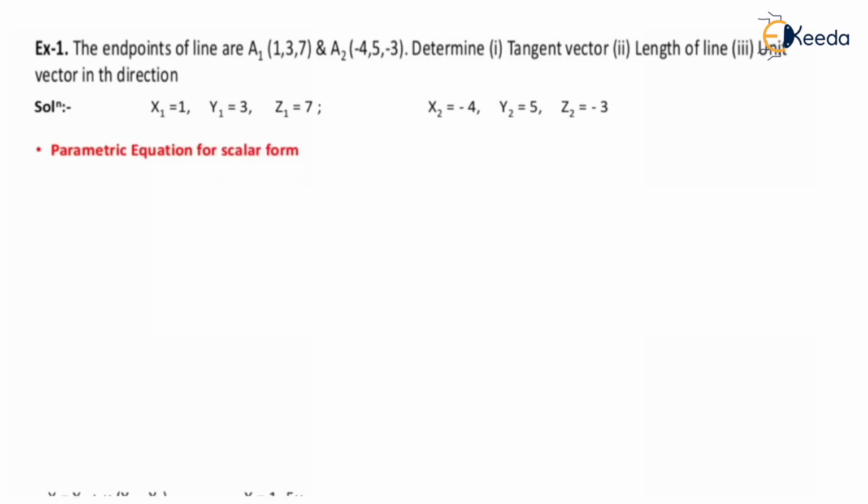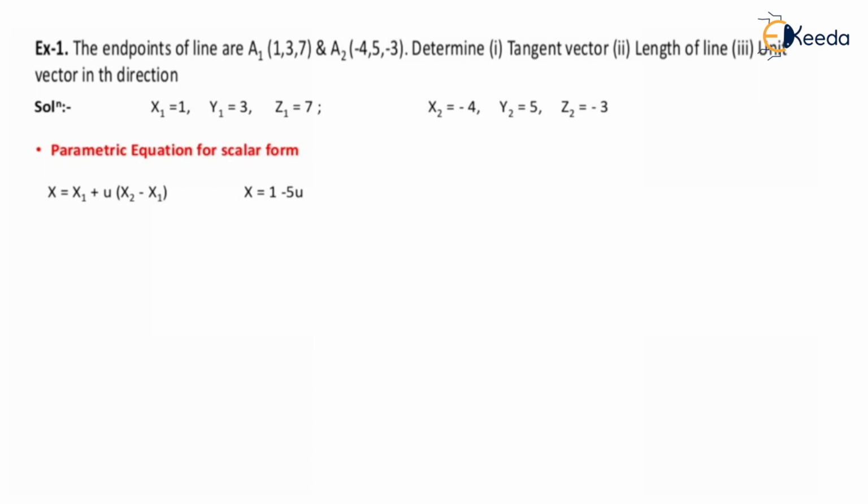Next, the parametric equation in scalar form, that is x = x1 + u(x2 - x1). We put the x1 value, that is 1, plus u into x2, which is -4, minus 1. We will get 1 - 5u.